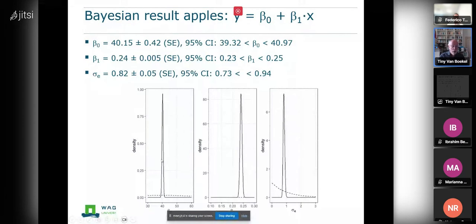The same goes for the slope. This is the slope, this is the intercept, and the same goes for the standard deviation. And these numbers here are just derived from these distributions. And we can derive standard errors and we can derive confidence intervals if you like.